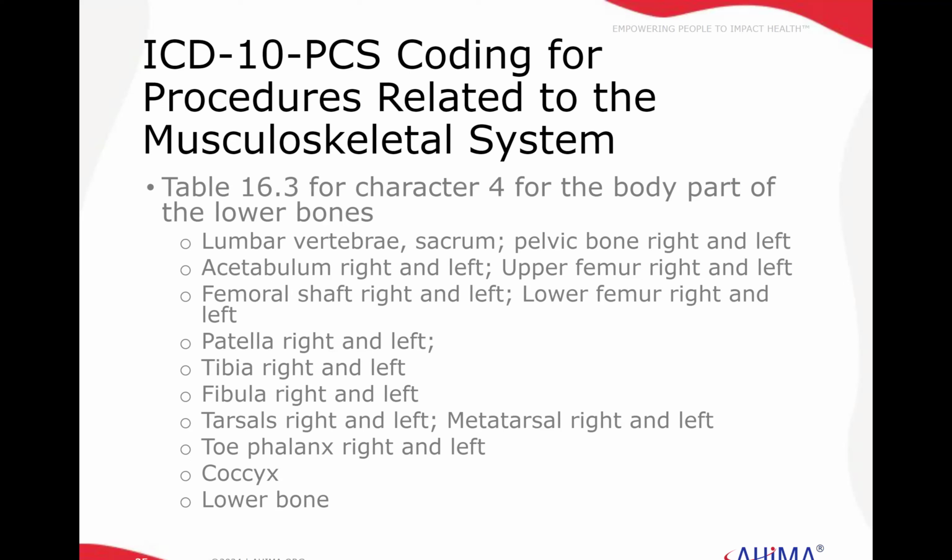And this is where things get complicated. If we have vertebrae, we need to be clear on whether it's lumbar vertebrae or if it's the sacrum, pelvic bone right or pelvic bone left, and so on. We even get into the level of detail about the femur. As opposed to ICD-9, we're no longer just dealing with the femur per se. What we need to know is, is it the upper femur, right or left? Is it the femoral shaft, right or left? Or is it the lower femur, right or left?